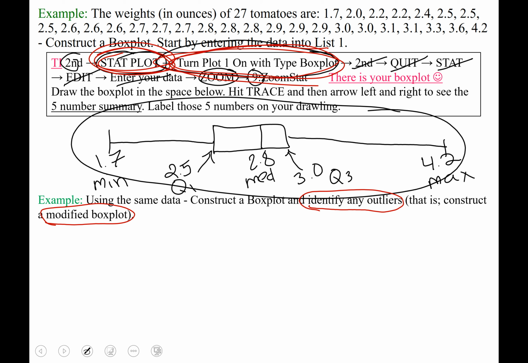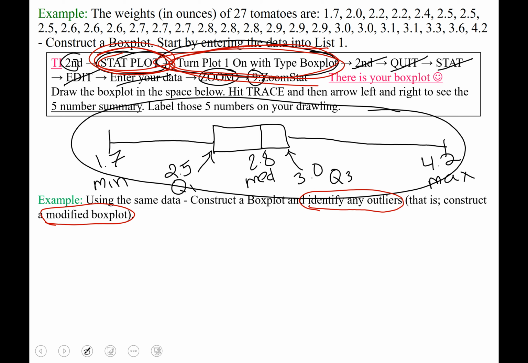Before I do that though, I just want to have a side note that if you hit zoom 9 and you have a dimensions error, you might need to clear your memory. Maybe someone else was using your calculator before you and they changed the window. So you can always clear your memory by hitting second, and then the memory key is MEM. It's right above enter. And depending on your device, it'll walk you through how to clear that, and it'll go back to all the default settings, and then try to graph your box plot, and you should be fine.